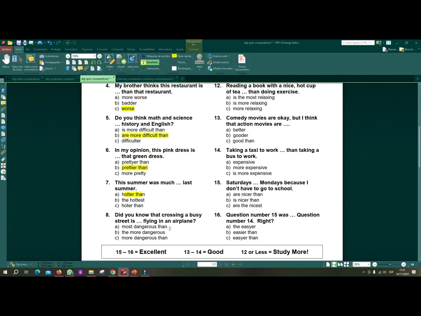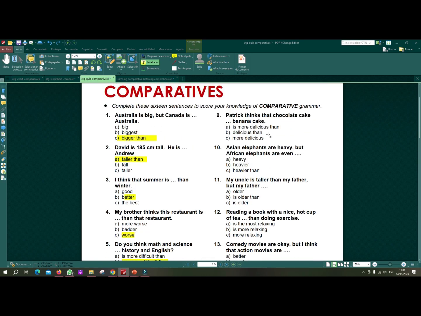Most dangerous than, the more dangerous, or more dangerous than. Which could be the number 8? A, B, or C? Which? Letter C. Excellent. Letter C. So that is more dangerous than. Excellent. 9. Patrick thinks that chocolate cake, banana cake, is more delicious than, or more delicious.